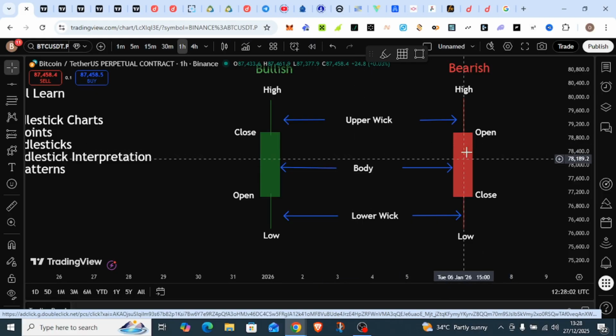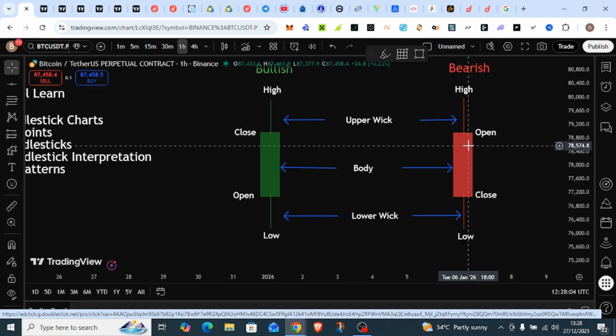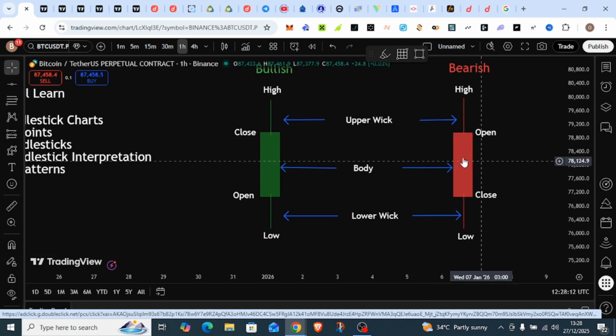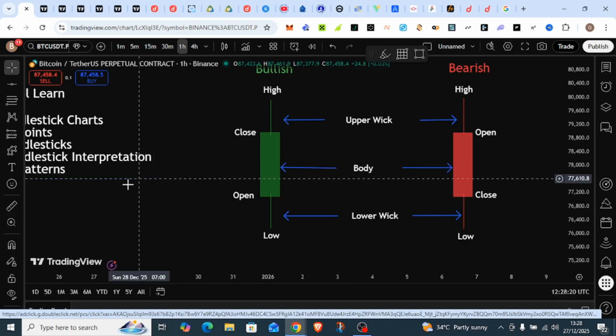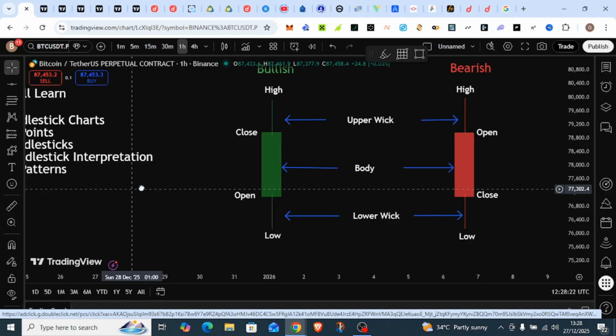But in this other one, this bearish one, you can see that a long bearish candle shows a strong selling pressure, which shows that sellers dominated. So you have to take note of that. This is under the interpretation of candles.